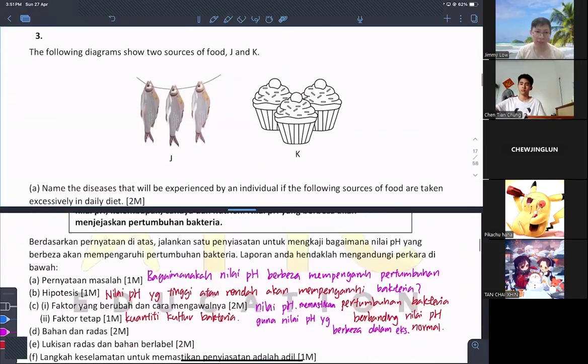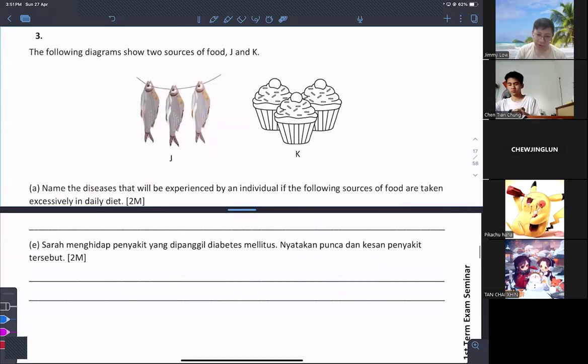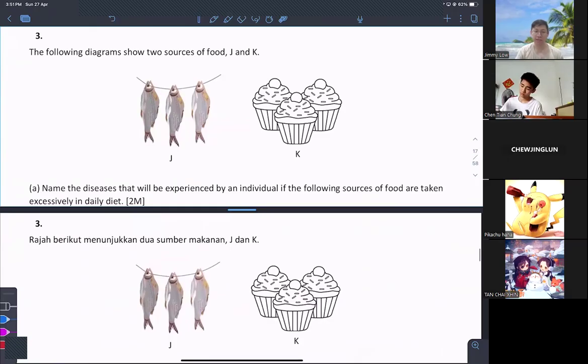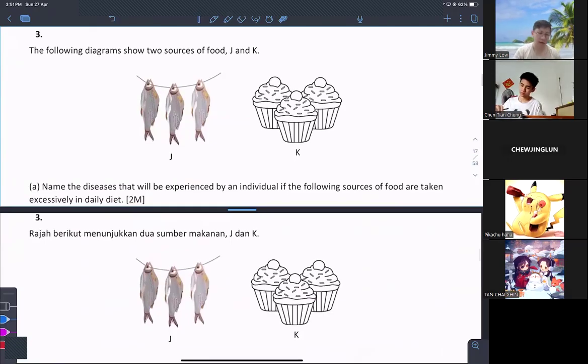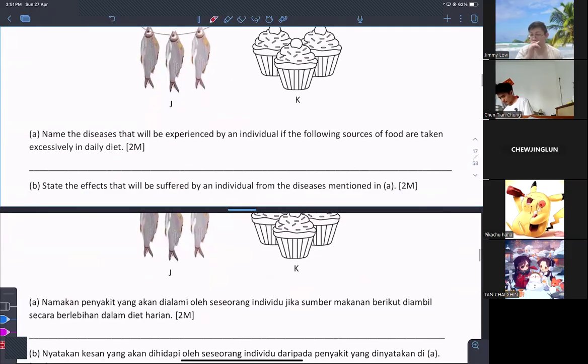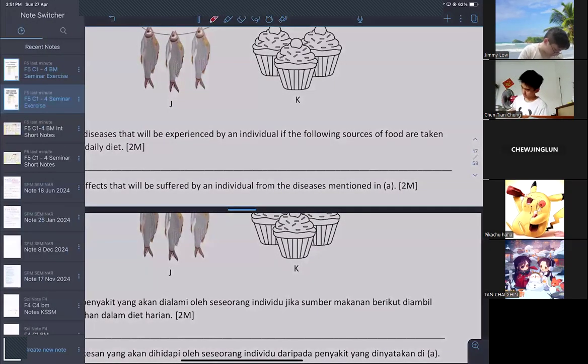Yeah, question number 3. This one as well, we slightly look through this question because this question is less emphasized, not less related, compared to the previous stuff. So one is your ikan masin, the salted fish. One is your muffin, which is very, very sweet. So name diseases that are experienced by someone. This one relates to what? Relates to here.